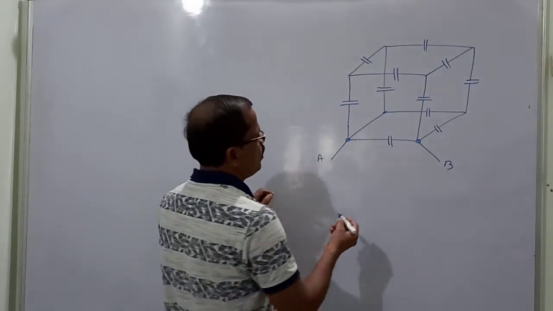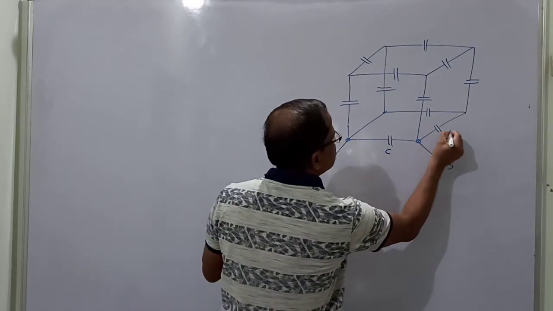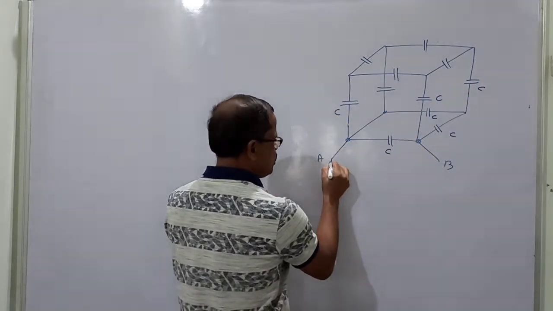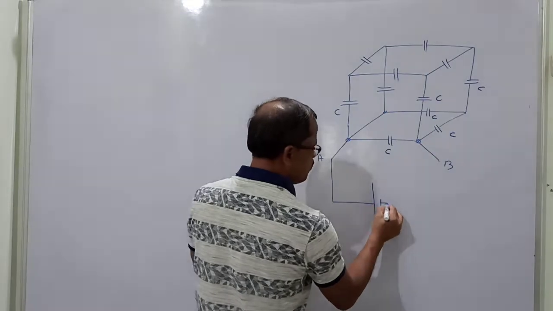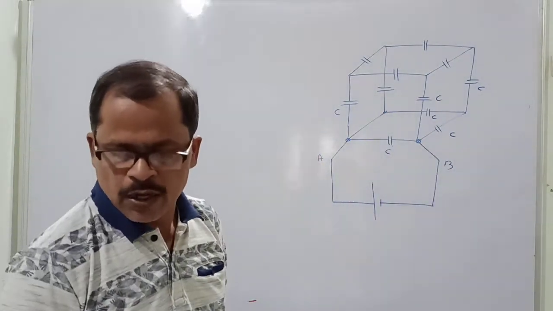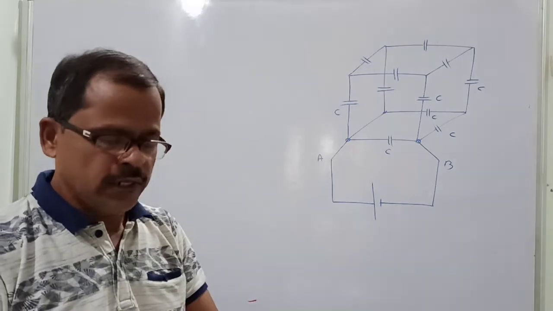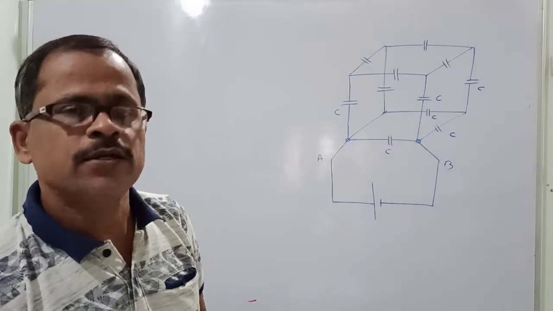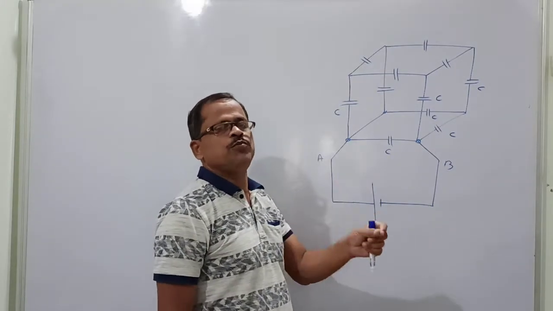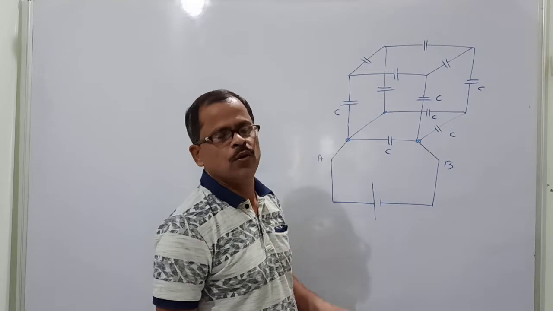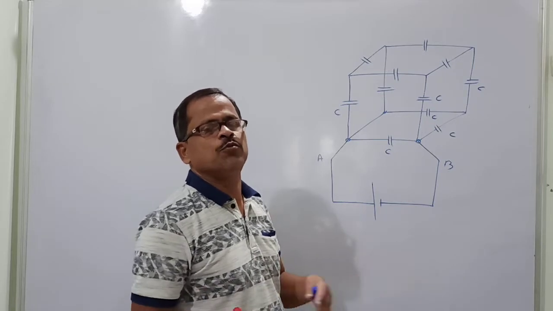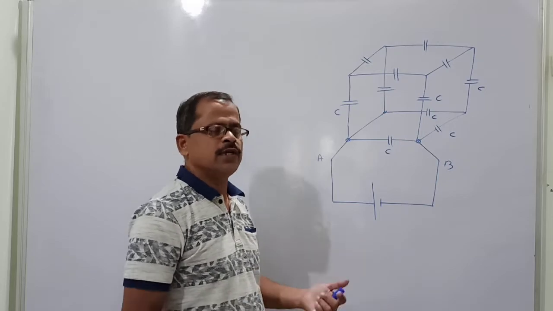To solve this problem, let all capacitors be C. Now same process, let us take a battery. Same process, let us connect a battery and choose in which way current will be flowing and how to divide the currents. Once the current is divided, then equipotential points will be obtained. Once equipotential points are obtained, then the problem can be drawn into parallel and series combinations, and you will be able to solve the problem.